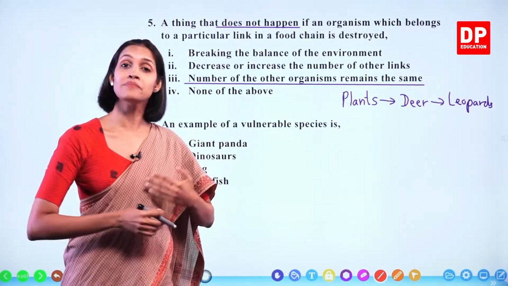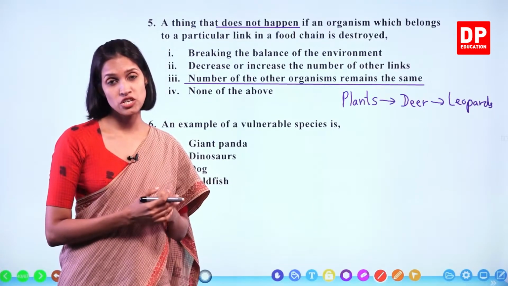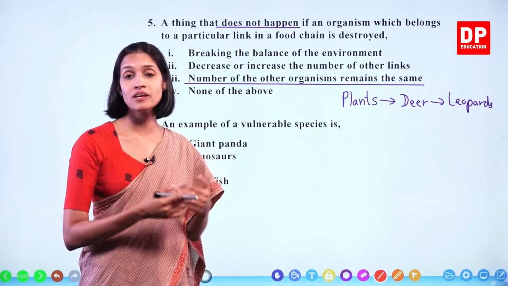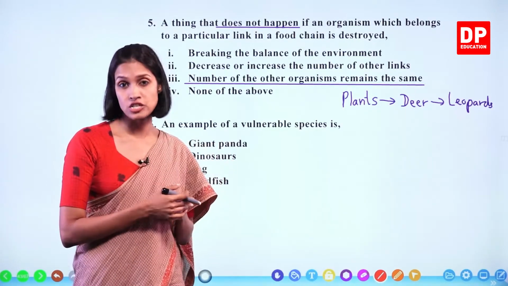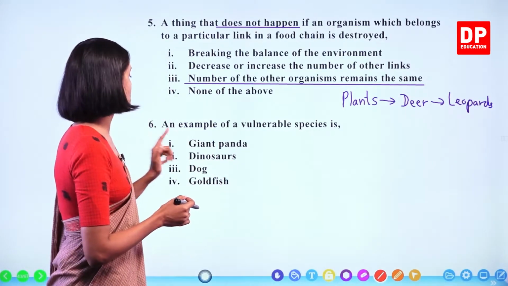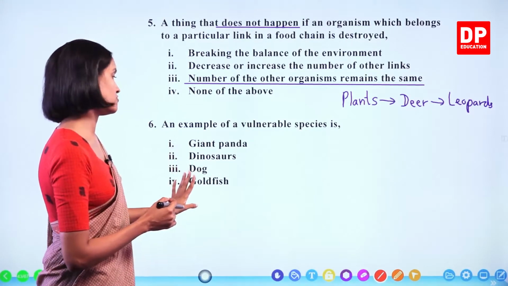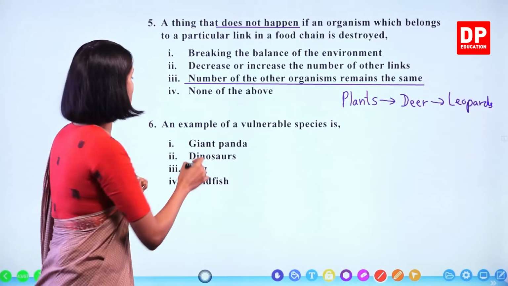Number 6. An example of a vulnerable species is, now we learn about giant panda, right? Earlier it was an endangered species. Now recently they were named as a vulnerable species. They were upgraded because numbers were slightly increased, okay? Giant panda. Dinosaurs are already extinct animals, right? Dog, goldfish. So giant panda is the answer.